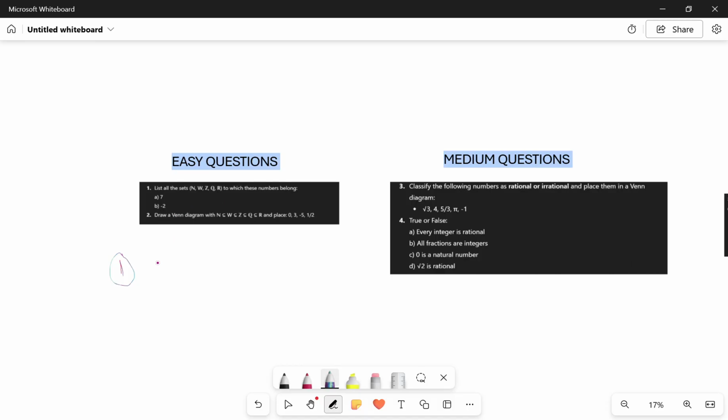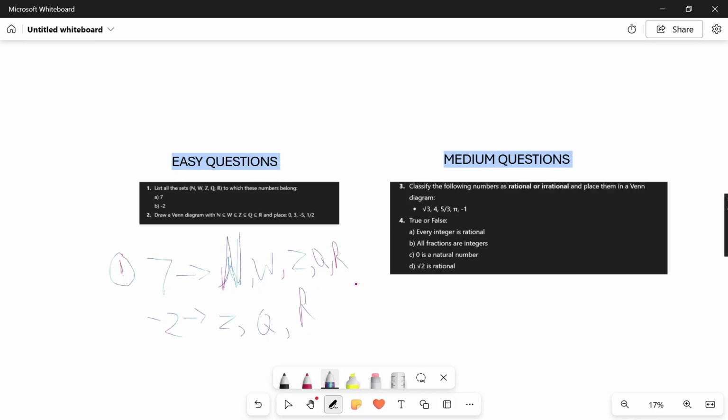Okay, so 7 belongs to natural numbers, whole numbers, integers. So basically, it belongs to all of these. -2 does not belong to, sorry, this is natural, it's not W, this is N. Okay, -2 does not belong to natural or whole, it belongs to integers, rational numbers, and real numbers.